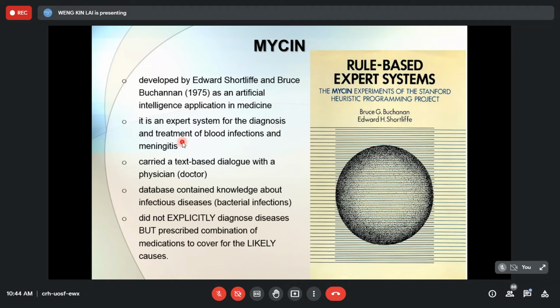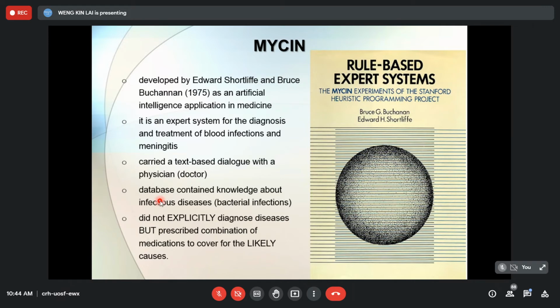It also tells you what the problem is and how you can solve the problem of blood infections and another disease called meningitis. This expert system will talk to the patient in a text-based way. At those times, we didn't have a graphical user interface, so it's text. You type in your answers to the questions, right, with a so-called physician. So this is your expert system. The expert system will become your online, your artificial doctor.